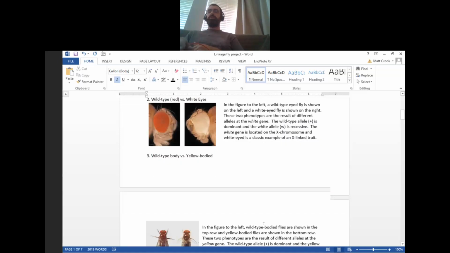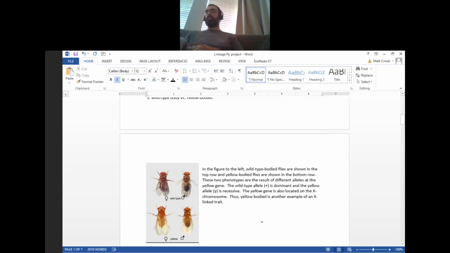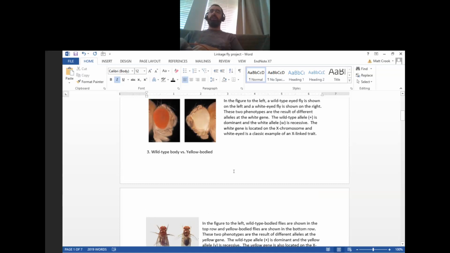So there are 2 genes, white and yellow. So they're given the names of the recessive phenotypes, typically. So white and yellow are on the X chromosome, and your job is to try and figure out how far apart they are.